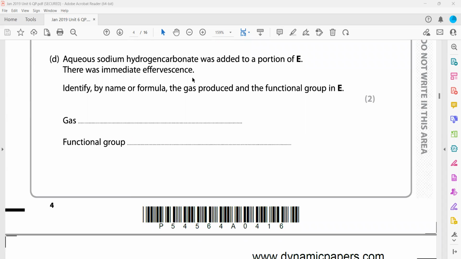Then aqueous sodium hydrogen carbonate is added to E. Sodium hydrogen carbonate, or hydrogen carbonates, are used to test for the presence of acid. Acid plus carbonate gives salt, water, and carbon dioxide. Identify by name or formula the gas which is produced: that is carbon dioxide, and the functional group which is present is carboxylic acid.